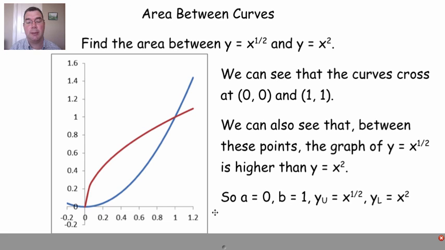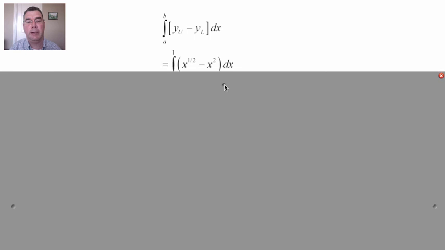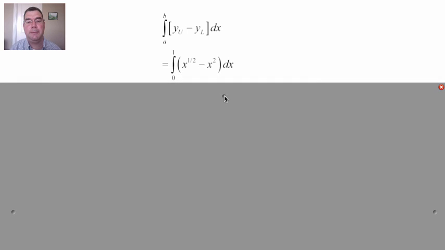So in my integral, I'm starting at an x value of 0, ending at an x value of 1. My upper curve, my upper y, is x to the 1/2, and my lower y is x squared. Okay, so here's how I set it up. I put my a and b on top and bottom of the integral sign, that funky S, and then I do my upper y minus my lower y. So I'm going from 0 to 1, there's my a and b. x to the 1/2 is on top, it's my upper y, and x squared is on the bottom, it's my lower y.